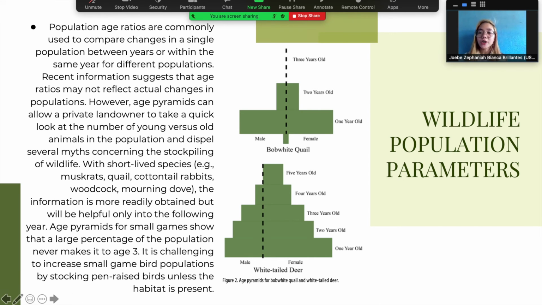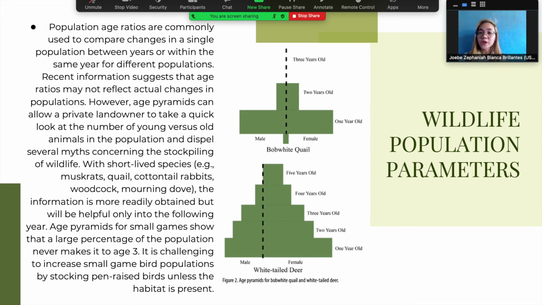Wildlife population parameters. Population age ratios are commonly used to compare changes in a single population between years or within the same year for different populations. Recent information suggests that age ratios may not reflect actual changes in population. However, age pyramids can allow private landowners to take a quick look at the age of young versus old animals in the population and dispel several myths concerning the stockpiling of wildlife.